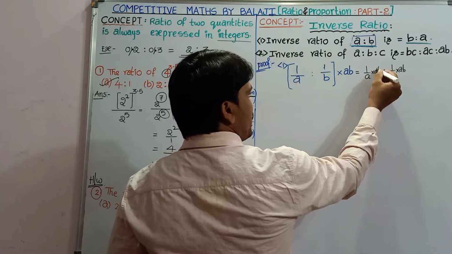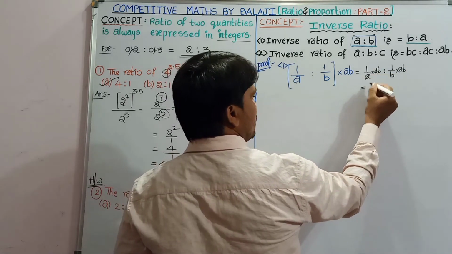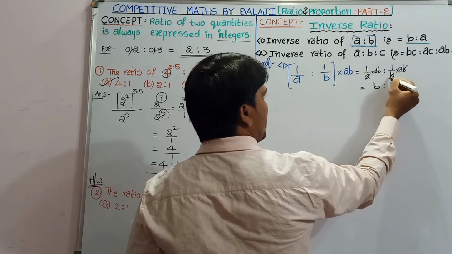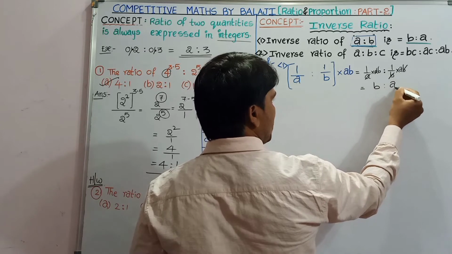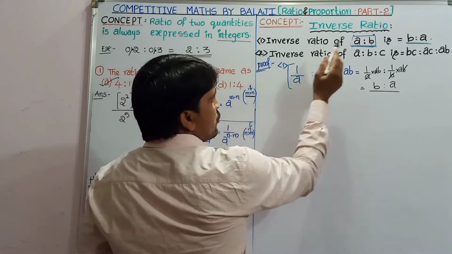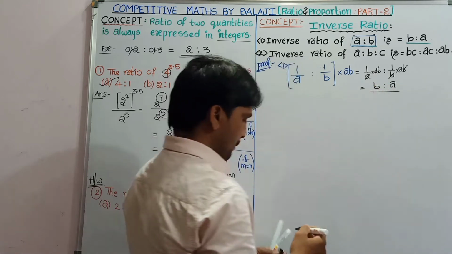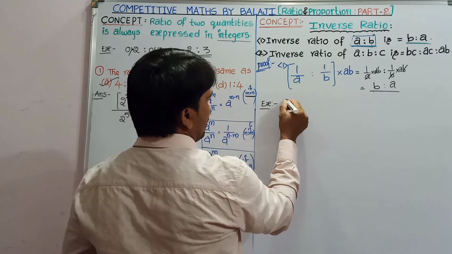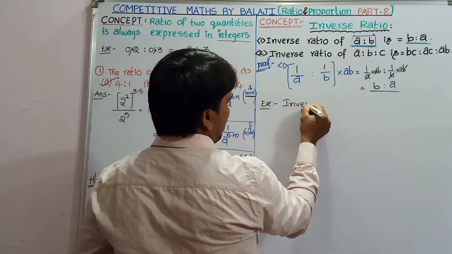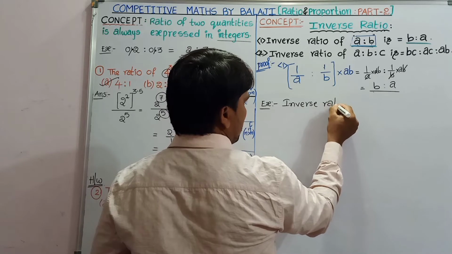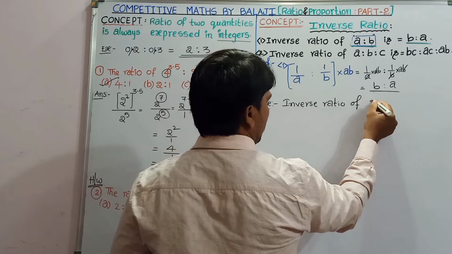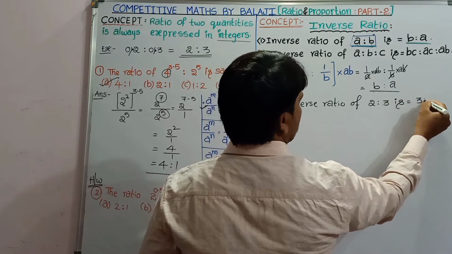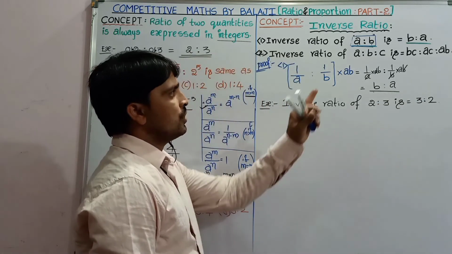Numerator A and denominator A get cancelled. In the first term, B into 1, we have B. Numerator B and denominator B get cancelled, and we have A. So the inverse ratio of A is to B is B is to A. For example, the inverse ratio of 2 is to 3 is simply 3 is to 2 by using the first statement.